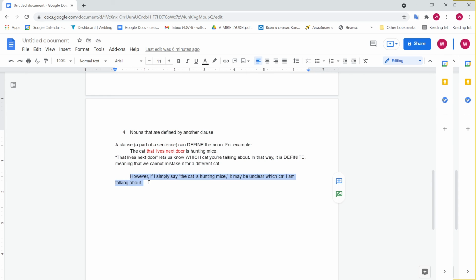And then I kind of already mentioned this, but however, if I simply say the cat is hunting mice, it may be unclear which cat I'm talking about. So I hope that makes sense.